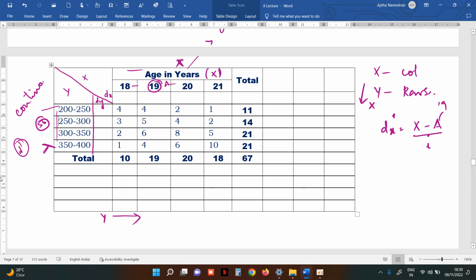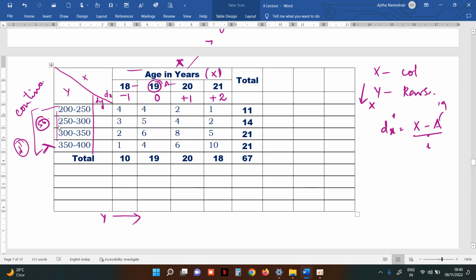For x it is d dash x, that is x minus a. So 18 minus 19 divided by i, where i is 1. Since we are going to take y, we divide by i in the y column too, since the gap is 15, we have to show it there also. It makes no difference because dividing by 1 will give you the same result. So 18 minus 19 is minus 1, 19 minus 19 is 0, 20 minus 19 is plus 1, and this is plus 2. This is the value you have got.